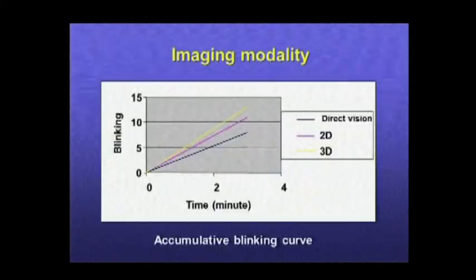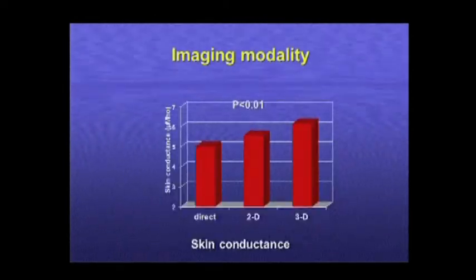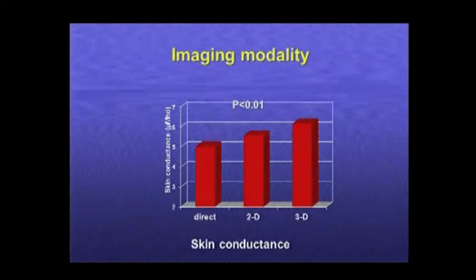But when we looked at the mental workload using blinking rate, this shows direct vision, 2D and 3D. And actually 3D gets even more than 2D. But what it shows is that imaging inherently increases mental workload, especially if you use 3D. And we've done the same with this study as well, which showed that direct vision has lower mental workload than 2D and 3D. So imaging inherently can cause increased mental workload.